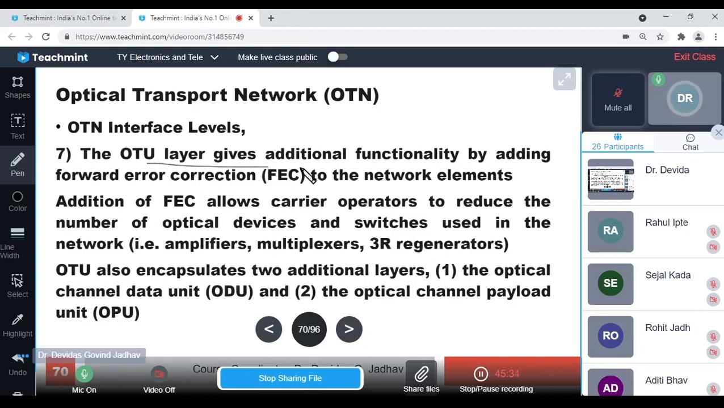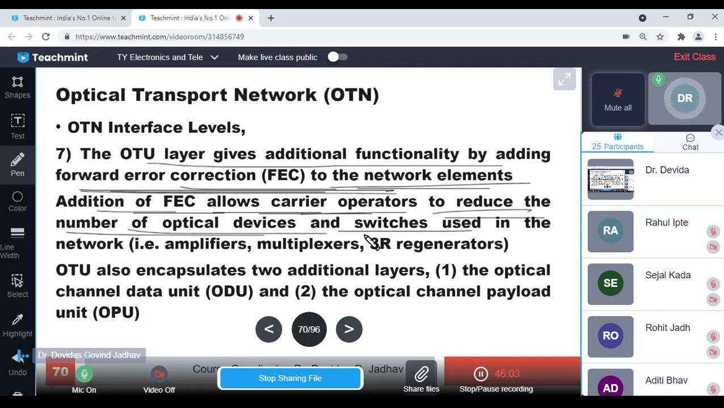Then the OTU layer gives additional functionality by adding forward error checking to the network elements. The OTU layer provides the functionality of forward error checking and correction. Not only checking, but correction. The addition of forward error correction allows carrier operators to reduce the number of optical devices and switches used in the network, like amplifiers, multiplexers, 3R generators, etc.